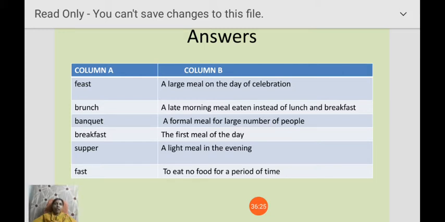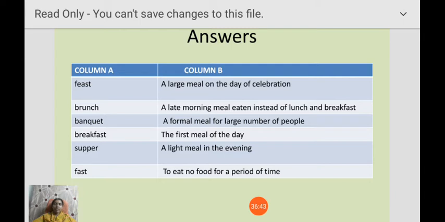Banquet: a formal meal for a large number of people. Here in a banquet it's formal. Formalities are strictly looked upon, and we can say it is an official meal, for a large number of people.